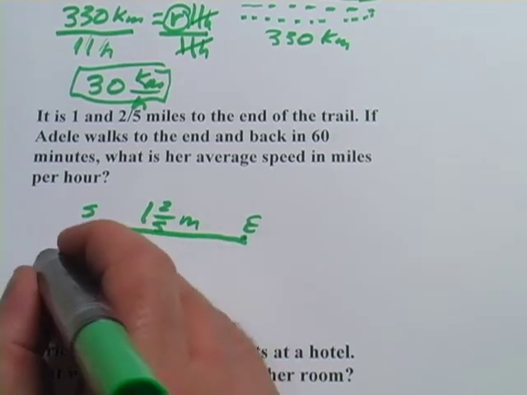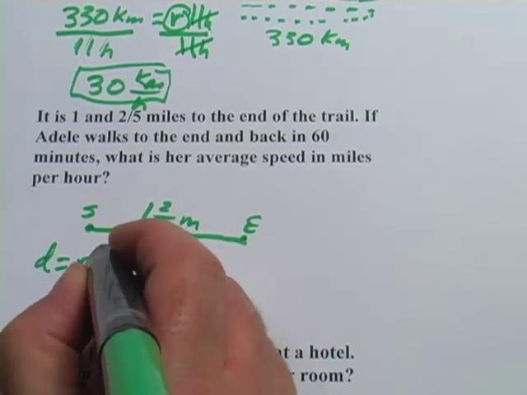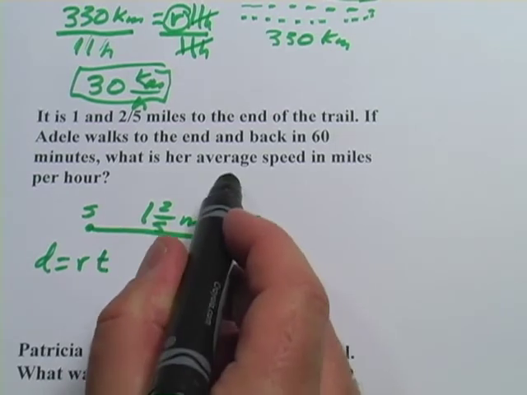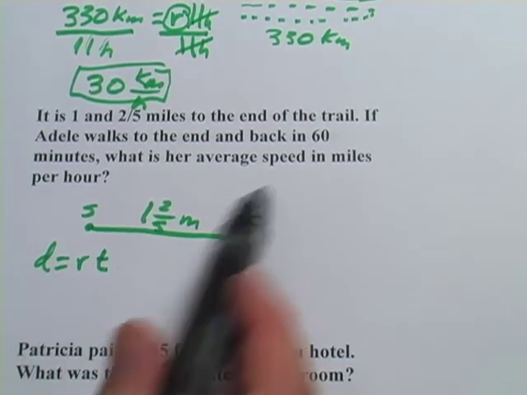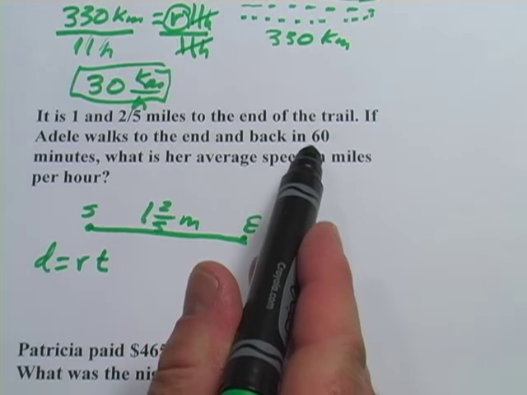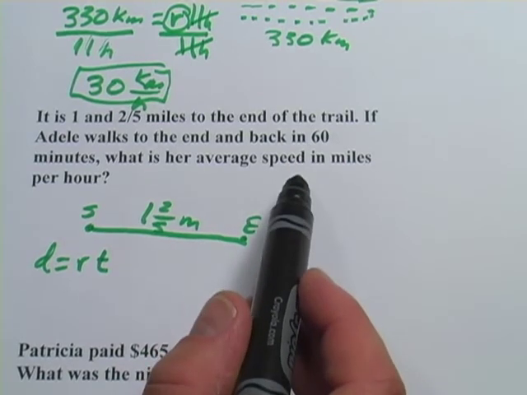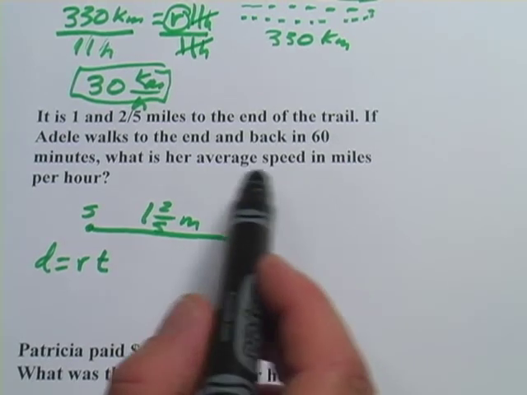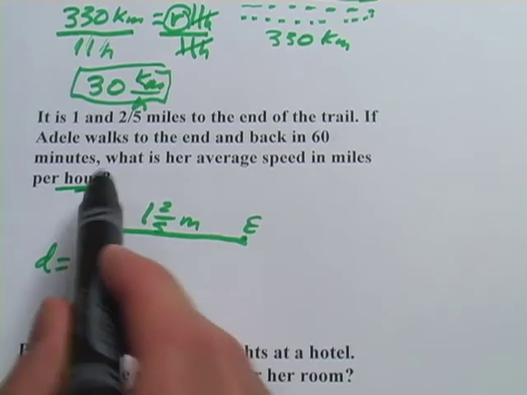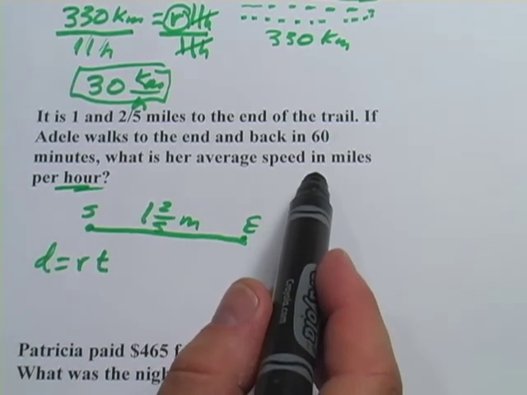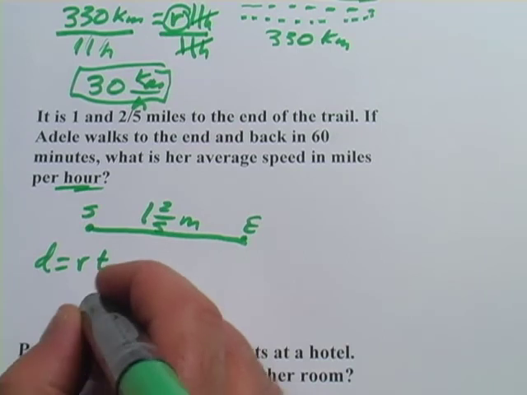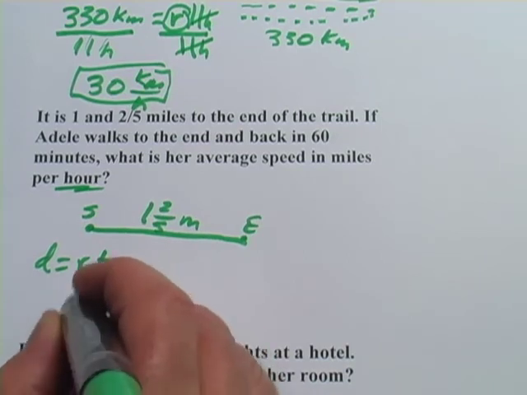Again, we're going to use our formula. Distance equals rate times time. And we're looking for that r. So we have time, it's 60 minutes, although I think I'll probably just convert that to hours because they're asking for speed in miles per hour. And 60 minutes is easy to convert to hours, so that's 1 hour. So our time is going to be 1 hour. And then we'll have our rate here.